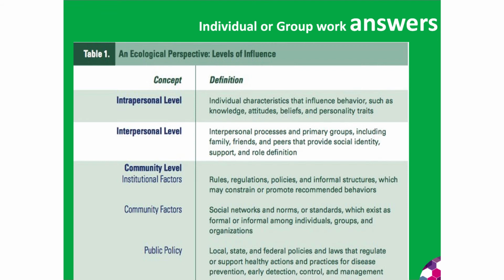Institutional factors are the rules, regulations, policies, and informal and formal structures which may constrain or promote recommended behaviors. Community factors are the social networks and norms which exist as formal or informal standards among individuals, groups, and organizations. And lastly, public policy are the local, state, district policies and laws that regulate or support healthy actions and practices around prevention, early detection, control, and management of disease and illness.